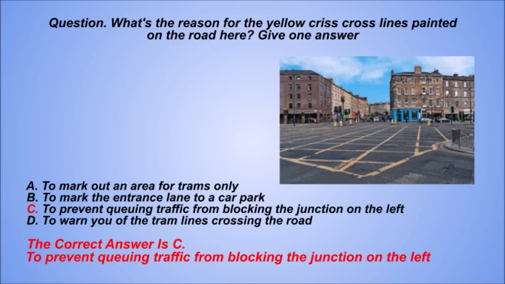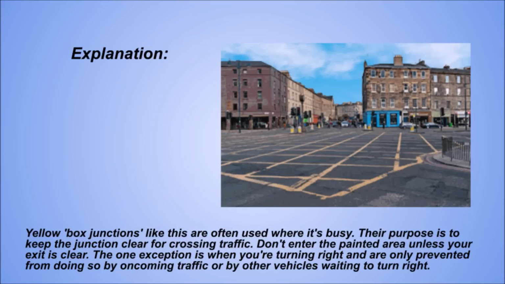To prevent queuing traffic from blocking the junction on the left. Explanation: yellow box junctions like this are often used where it's busy. Their purpose is to keep the junction clear for crossing traffic. Don't enter the painted area unless your exit is clear. The one exception is when you're turning right and are only prevented from doing so by oncoming traffic or by other vehicles waiting to turn right.